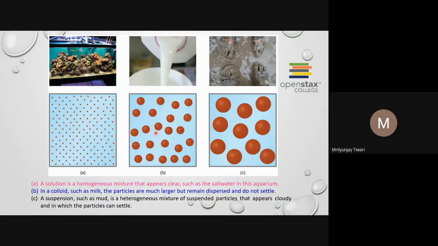Now we see another particle, that is colloid, another class of mixture. You can see the colloidal particles are much larger than the solute particles in the solution. These particles are much larger, but not so large that they will easily get settled out. And also what we see, their distribution is not homogeneous, their distribution is heterogeneous.